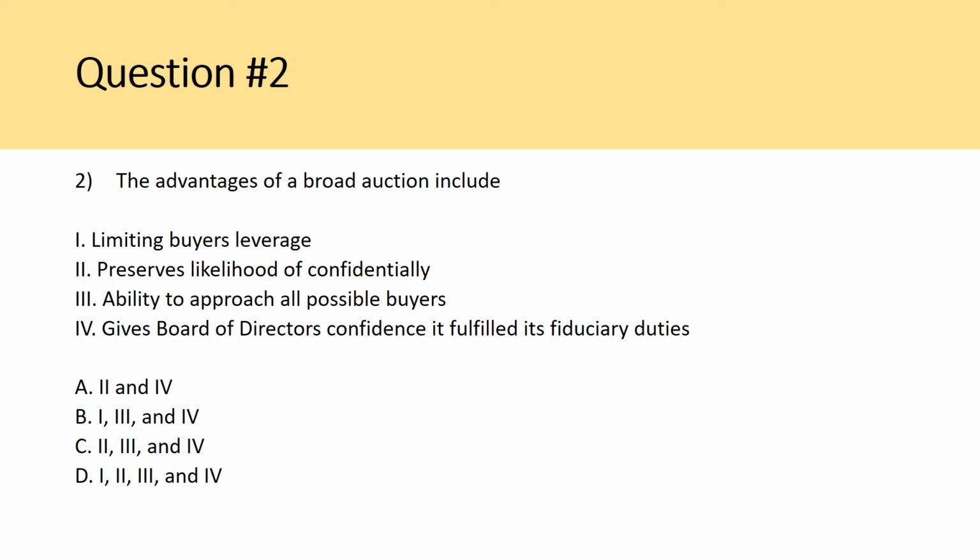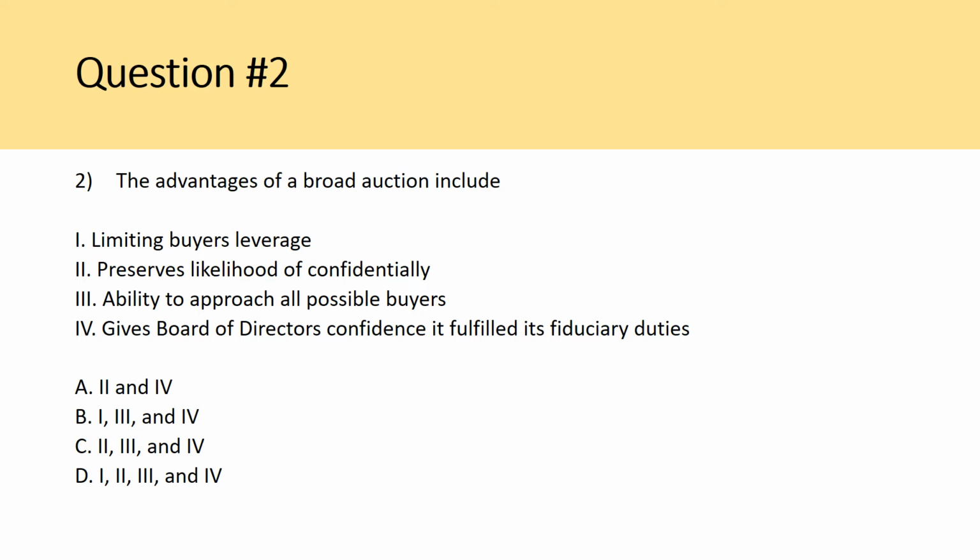You kind of are, because that means you have all these multiple buyers, and therefore the leverage the buyer has in imposing their bid upon the seller is much less, because you have a lot of bidders. So 1 is correct. 2, preserves the likelihood of confidentiality. That is not true. That's a disadvantage of a broad auction. So 2 would not be correct. 3, the ability to approach all possible buyers. That, of course, is correct. It would be 3 as well.